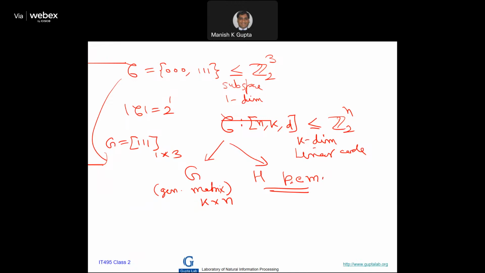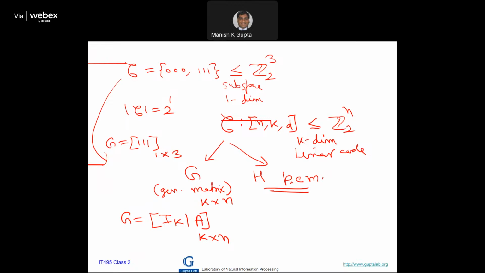That means a basis will have, the basis set of this space will have K vectors, which are linearly independent and they span the whole space, right? So standard notation is G is equal to [I_K | A] for some matrix A, where I_K is the K by K identity matrix. So this matrix is the standard form of the generator matrix.